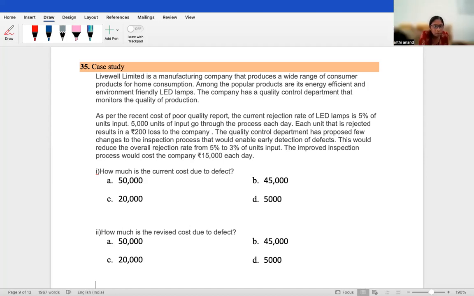Option A, 50,000. Why 50,000? 5,000 units, 5% is rejected. Good. So what is the computation? 5,000 into 5% into 200. How much is the current cost due to defect? 5,000 quantity they are producing, 5% is the rejection rate. 5% on 5,000 is equal to 250. Cost per unit comes to 200, cost of the company. Therefore, it comes to 50,000. Very good. Option A is the correct answer.